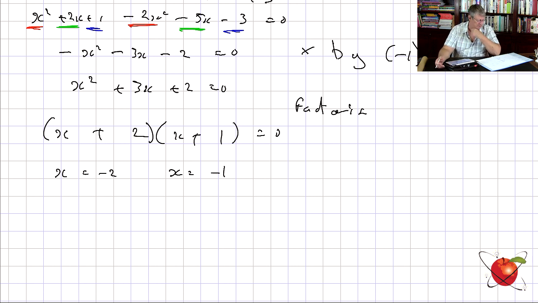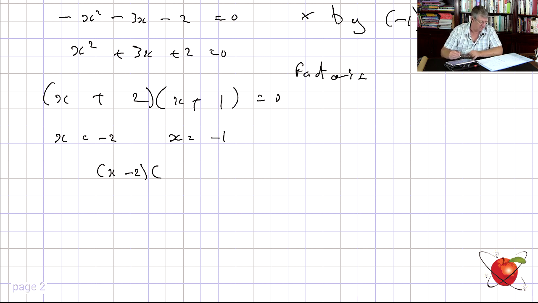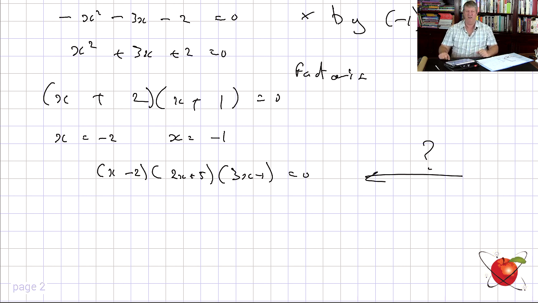All right? So let's have a look. What if they'd given us an equation like this, guys? Let's just look at this. They've said here, x minus 2. Okay, this is a different one. 2x plus 5 and 3x minus 1. What if they'd given us this? How do we do it?